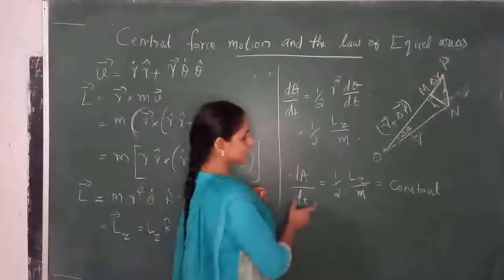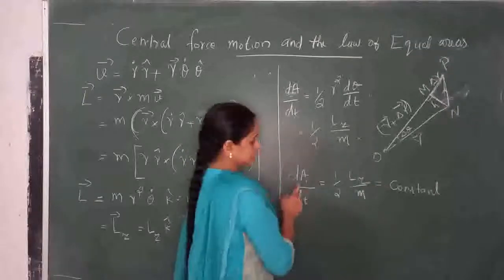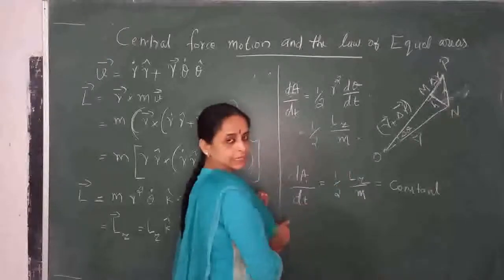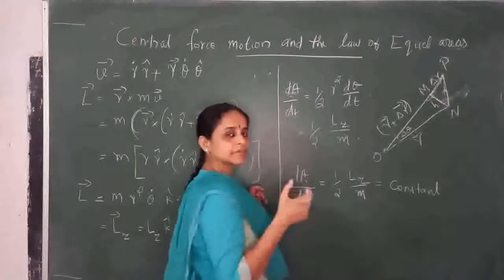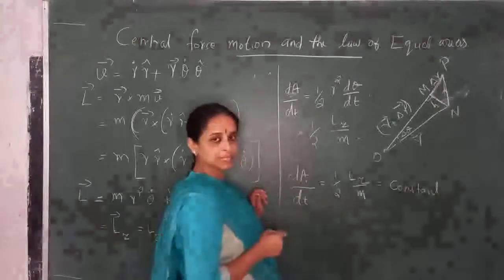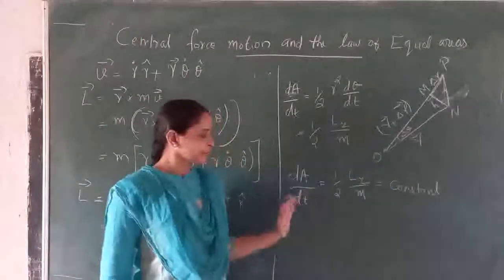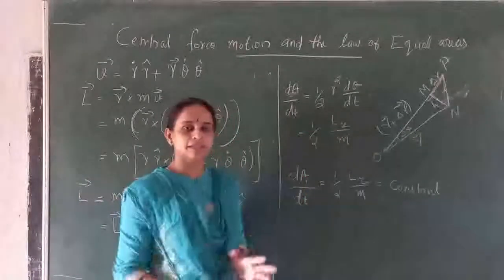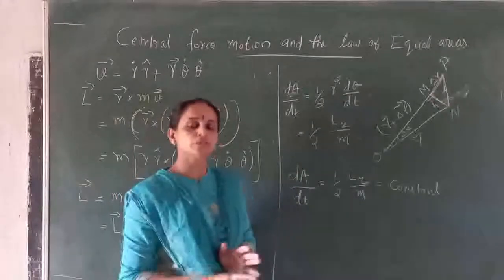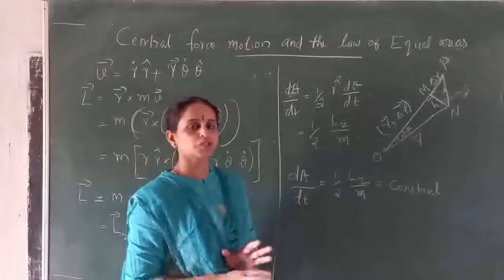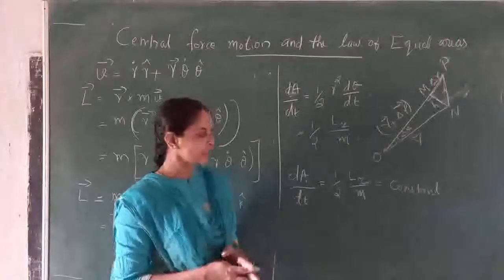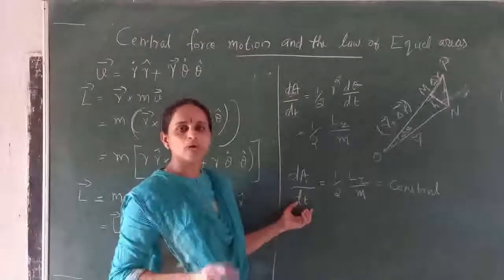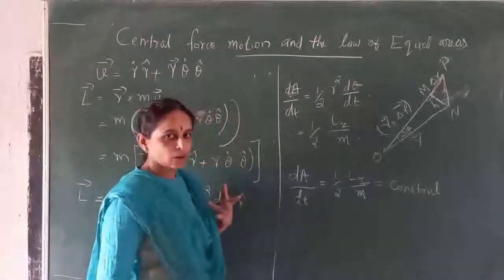If we take this delta t to the other side, dA is given by this constant into dt. Because in a given delta t time, what is Kepler's second law of planetary motion? We can take any location in the orbital motion, the planetary motion or the central force motion, the position of the particle at any location. So at a given time delta t or dt, the area covered will be a constant. That is the second law of planetary motion.